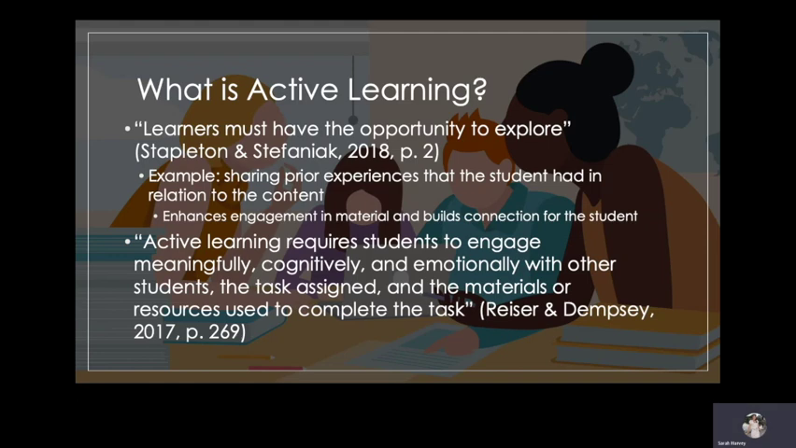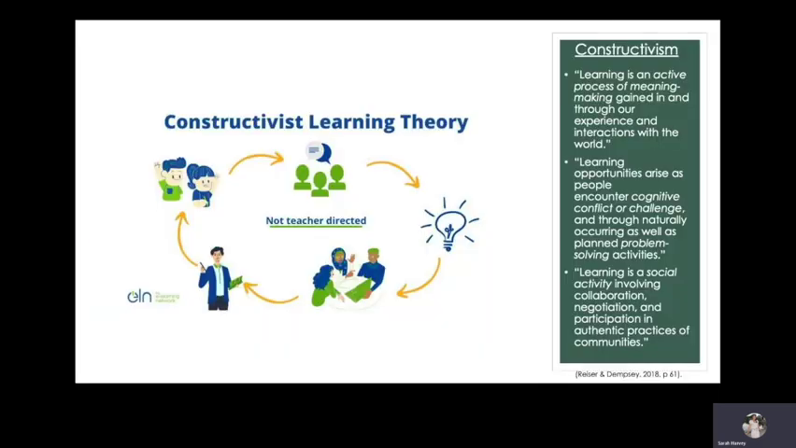And additionally, according to Reeser and Dempsey 2017 on page 269, active learning requires students to engage meaningfully, cognitively, and emotionally with other students, the task assigned, and the materials or resources used to complete the task. So not only using materials and making connections with those materials, but also collaborating and working with students and the task specifically to make connections and deepen their understanding of concepts.